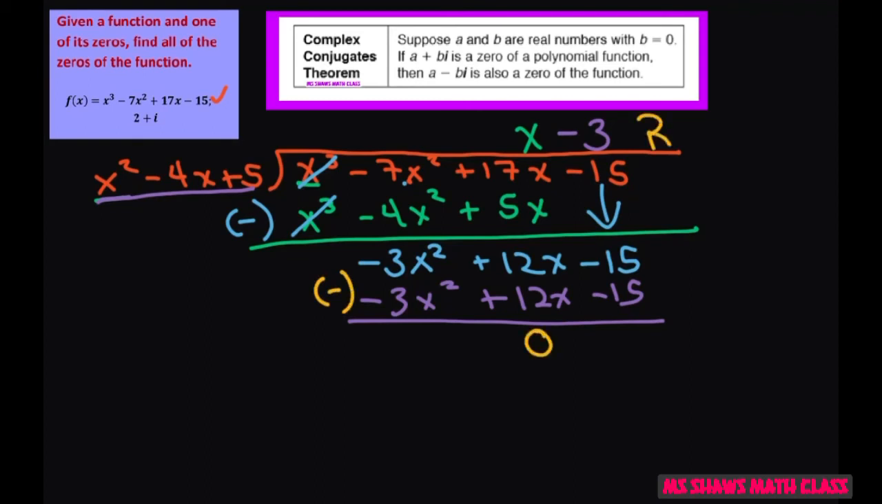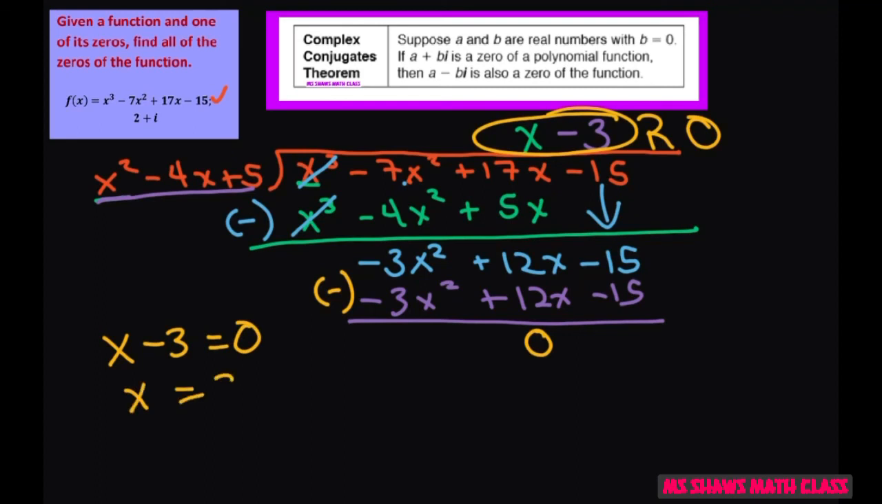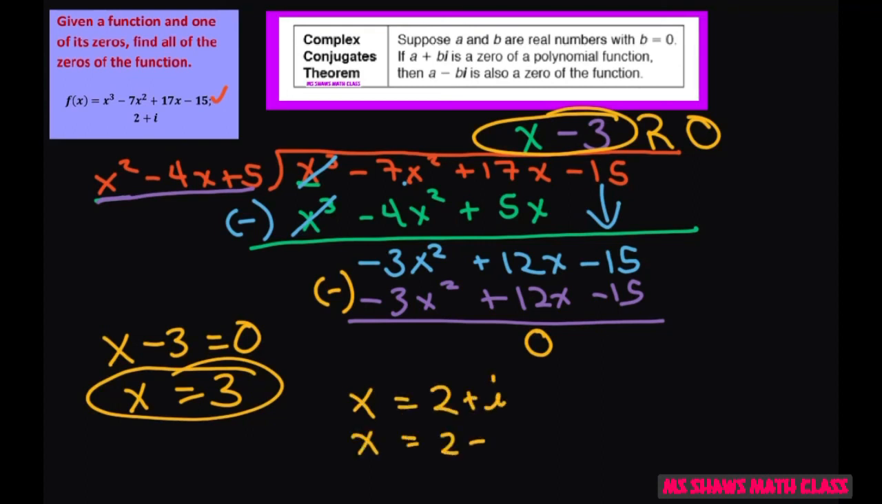Since our remainder is 0, that means this is a factor. So we set this to 0, and our x equals 3. So x equals 3 is our other zero, along with x equals 2 plus i, and x equals 2 minus i. And that's it.